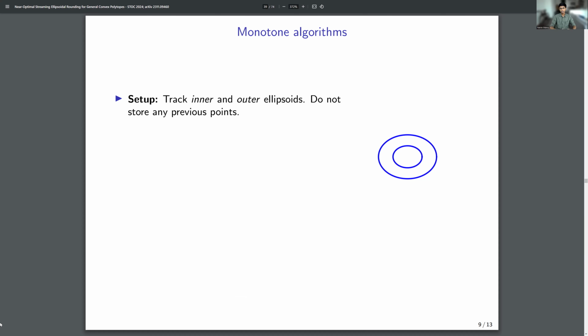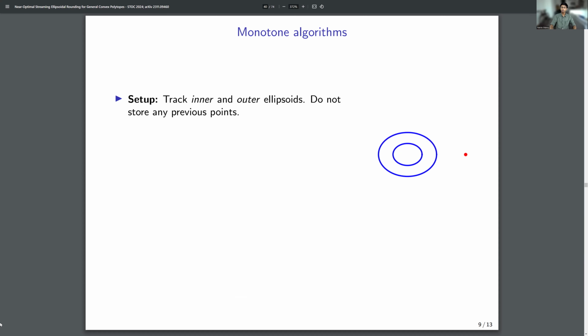So let's think about the following setup. Let's say that our algorithm is only going to track two ellipsoids, an inner ellipsoid and an outer ellipsoid. It's always going to enforce that the inner ellipsoid lives inside the convex hull of the points seen so far, and the outer ellipsoid always lies outside the convex hull of the points seen so far. But we do not store any points that we've seen previously. So now we can ask the question, what sorts of set containments should we enforce that our next updates obey?